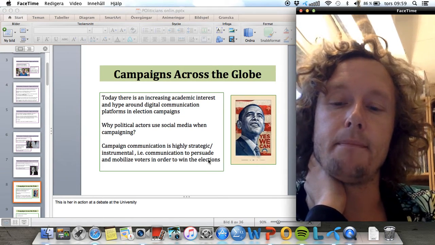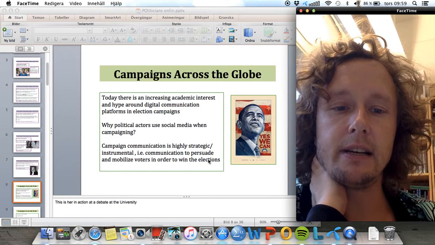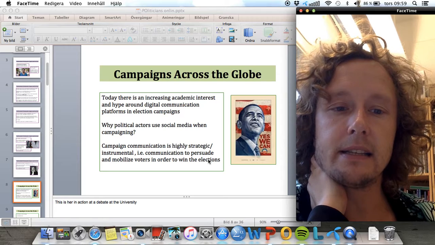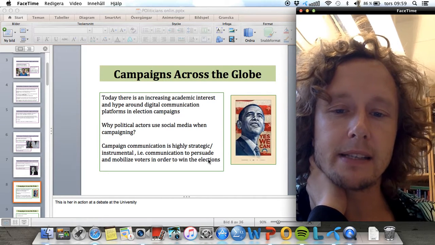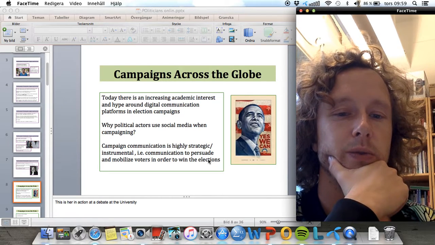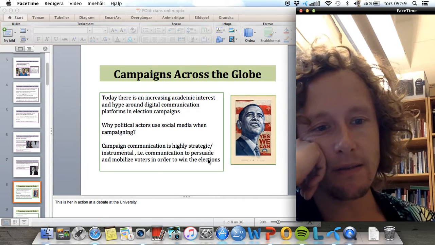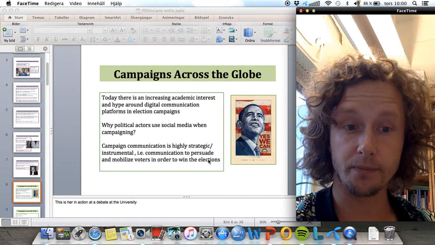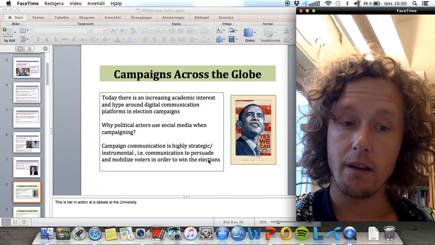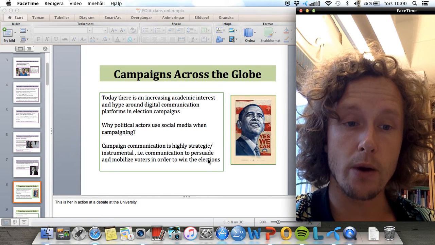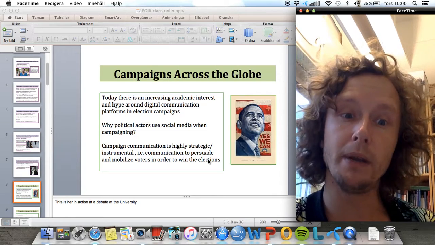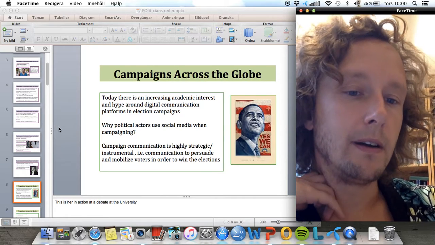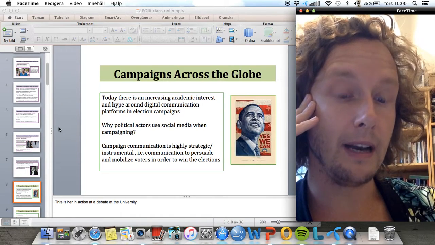Important to remember here is that campaign communication is highly strategic. We're talking about strategic communication here, very instrumental, or liberal, returning to the ideologies, in the sense that it deals with persuading and mobilizing voters for them to win elections. It becomes an instrument with a very clear goal: win elections, get voters on your side. And then, of course, do you address your followers on digital media platforms as someone who has already made up their mind, or as someone who is forming their mind? Is it a liberal or deliberative approach here? Persuade people to vote for you, or mobilize people who already like you to go to the ballots?